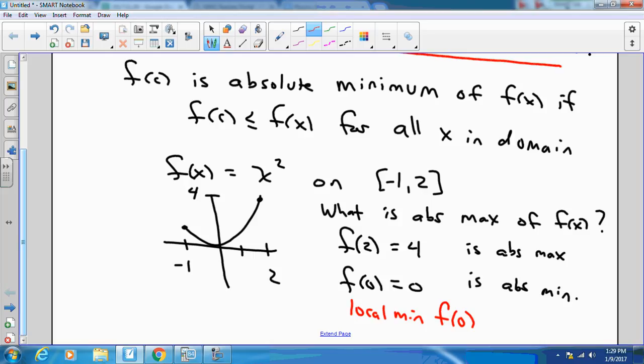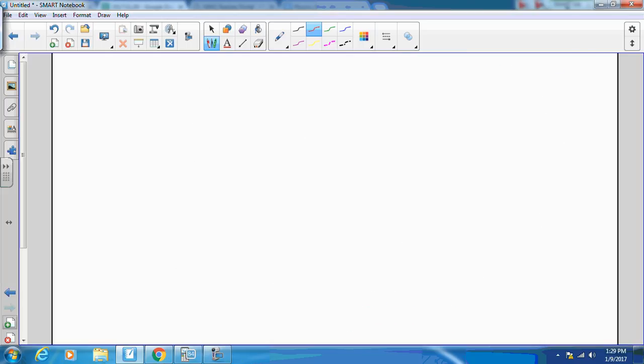So notice that a local min could be, but does not have to be, an absolute min. And an absolute min could be, but does not have to be, a local min. And an absolute max could be, but does not have to be, a local max as well. So the notions of local max and min and absolute max and min are related notions, but they are not the same notion. Okay? Now, with that in mind, let's consider some different functions, their absolute maxes and mins, if they have them.